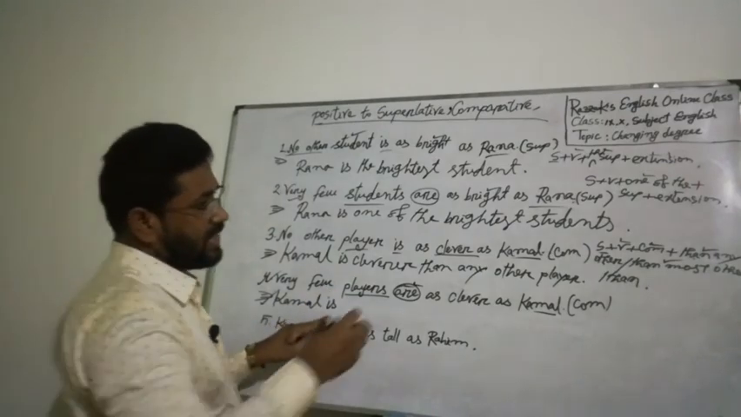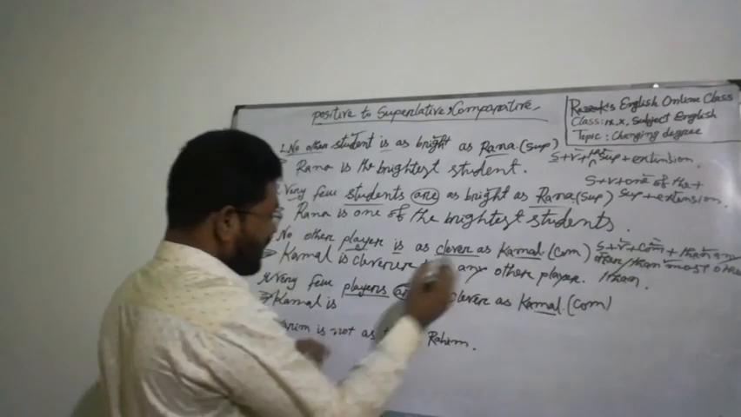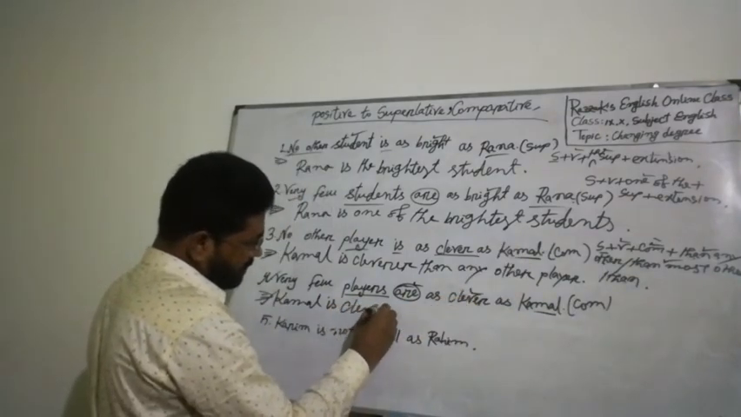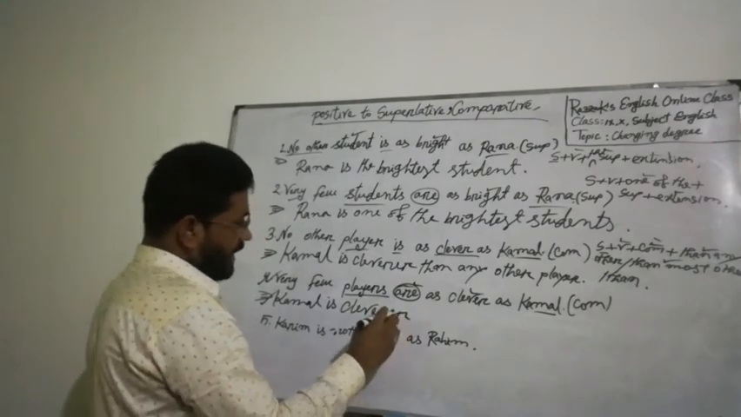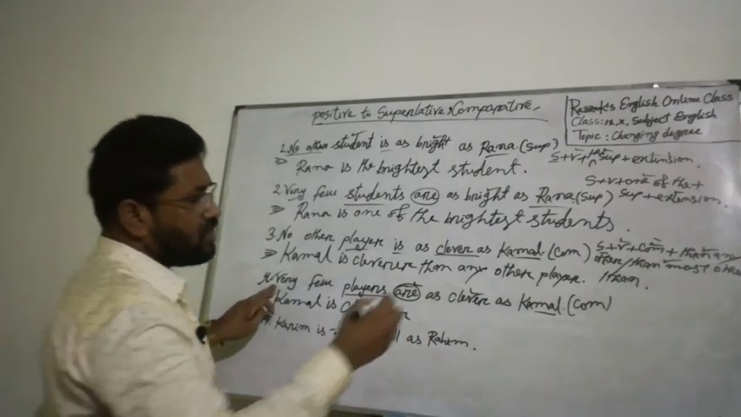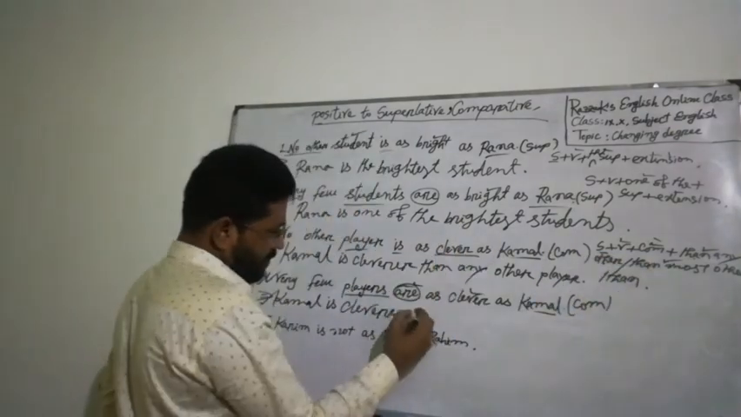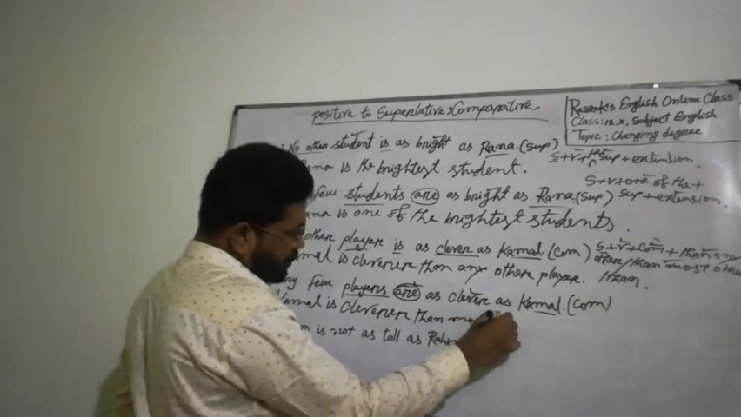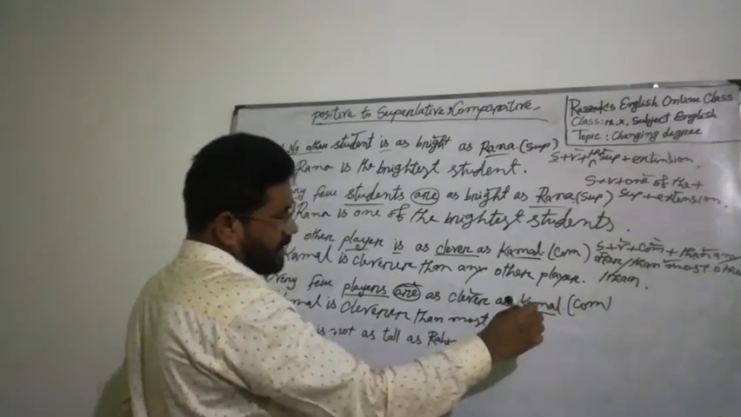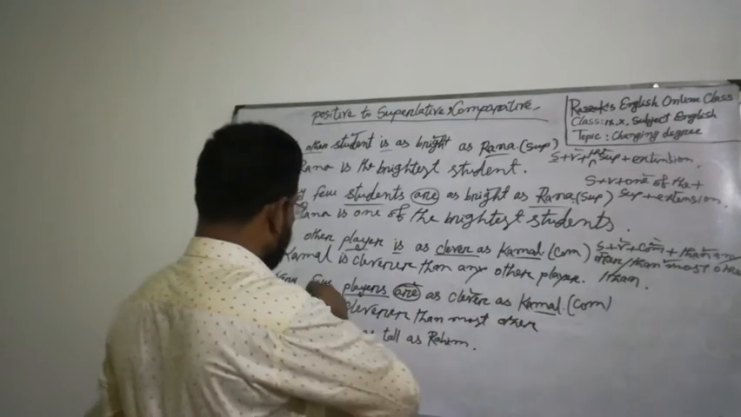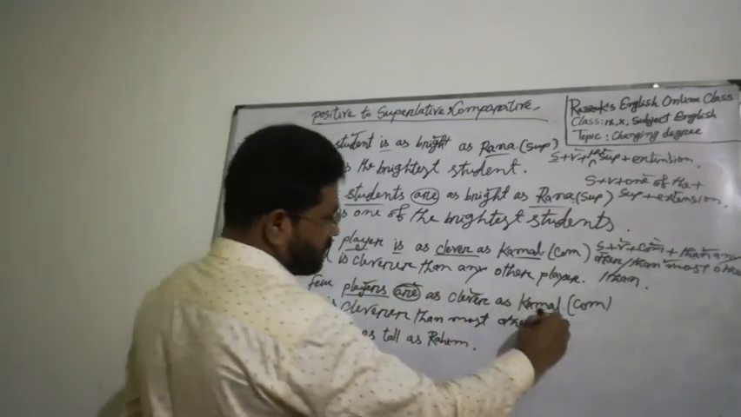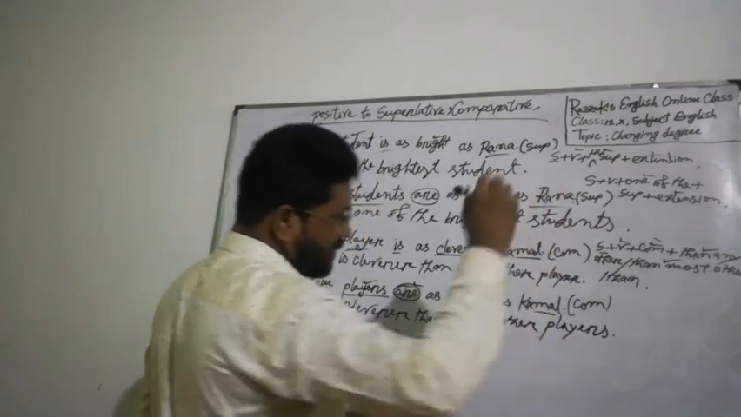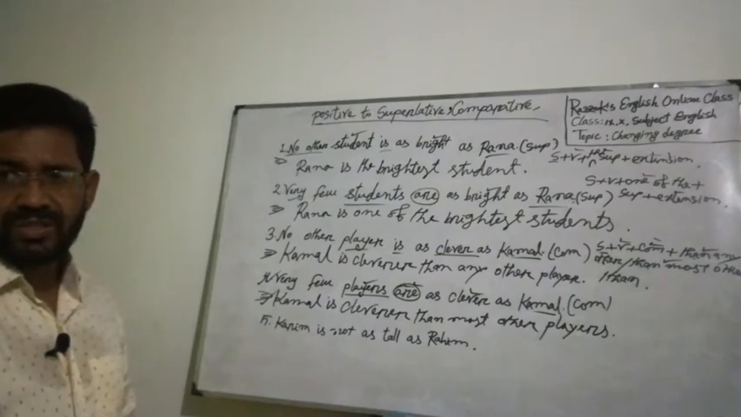Kamal is. Then you should write the comparative form. Comparative form of clever is cleverer. Then as the sentence starts with very few, you have to use then most other after the comparative form. Then most other. Then you will write just the extension. Then most other players. Dear students, I think you have understood.